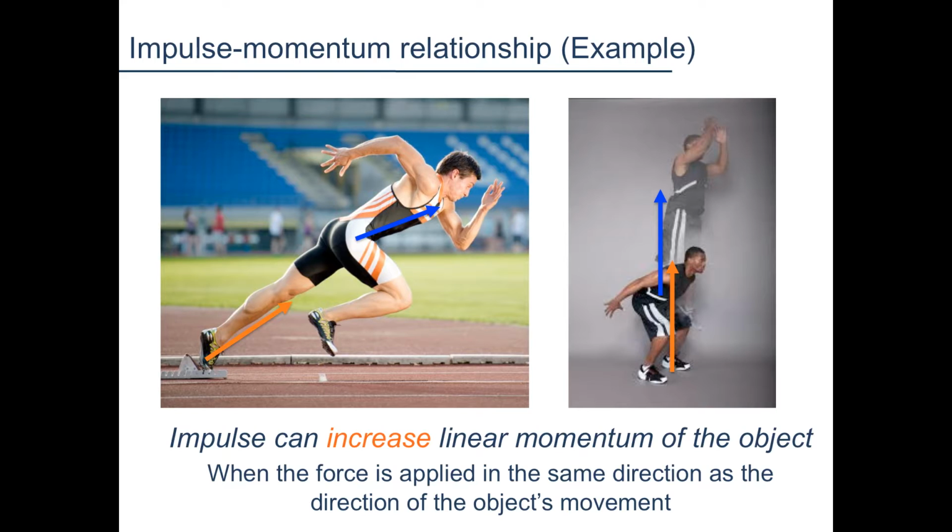The same can be said about vertical jumping. The average ground reaction force applied to the jumper times the time he pushed down on the ground is the impulse applied to the jumper. This impulse causes the momentum of the jumper to increase upwards. This means that the jumper will gain velocity in a vertical direction.